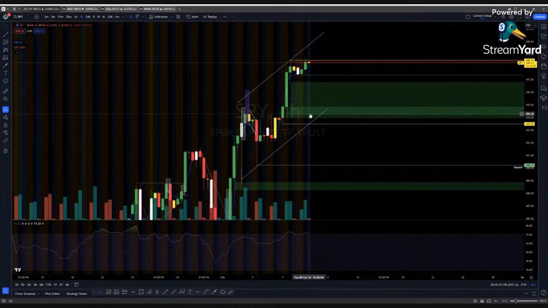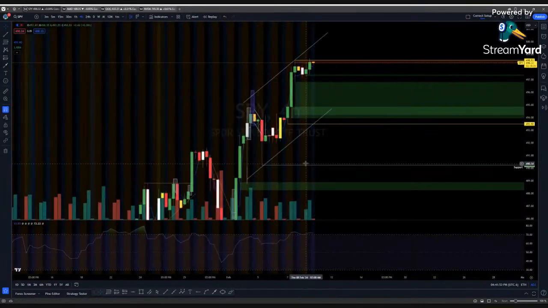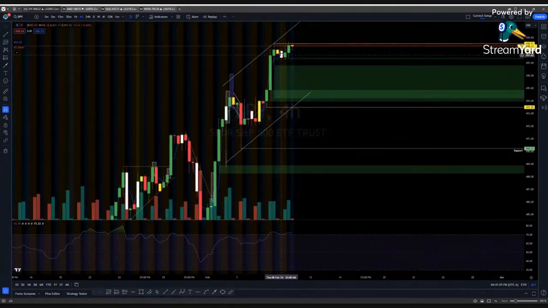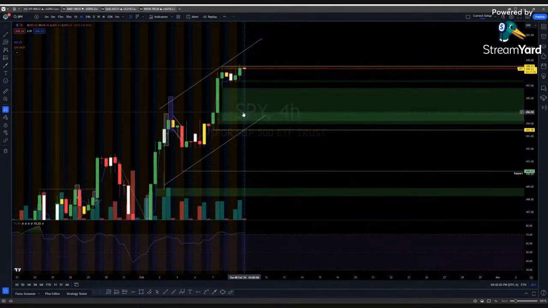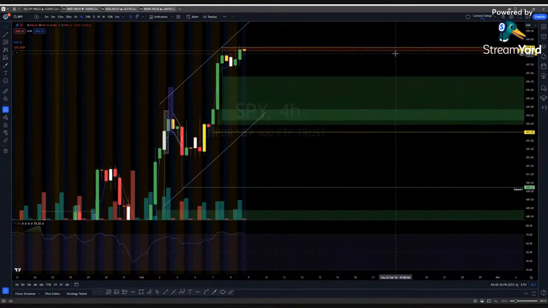And most likely, we may chop around. After a big move like this, we tend to chop in a range. The market can't always run higher every single day, and you have to watch whether price is able to hold within this zone. So tomorrow, let's see if 497 holds, and let's watch whether 498 breaks to the upside.